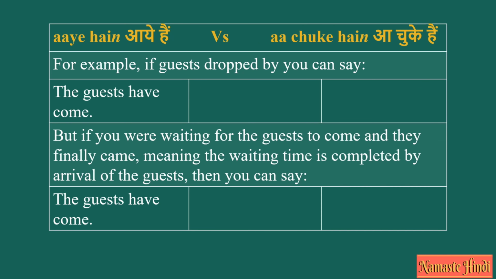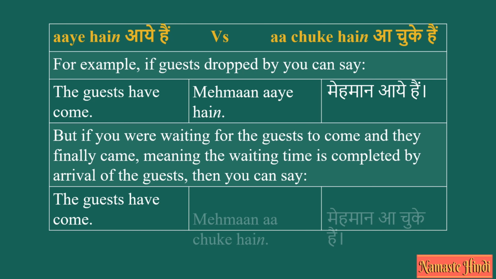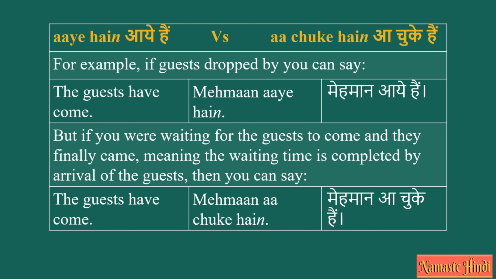Let's understand the difference between present perfect versus Chukna sentences in detail. आए हैं versus आ चुके हैं. For example, if guests drop by, you can say the guests have come. मेहमान आए हैं. But if you were waiting for the guests to come and they finally came, meaning the waiting time is completed by arrival of the guests, then you can say मेहमान आ चुके हैं.